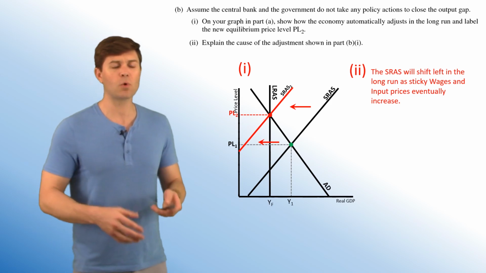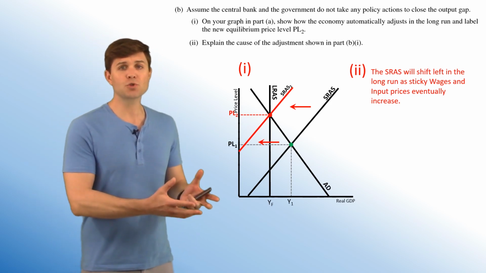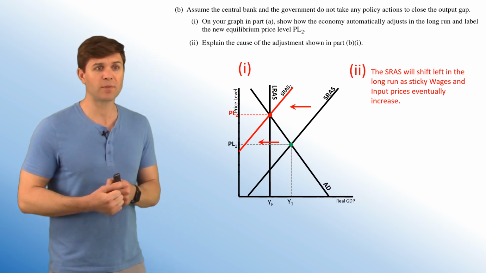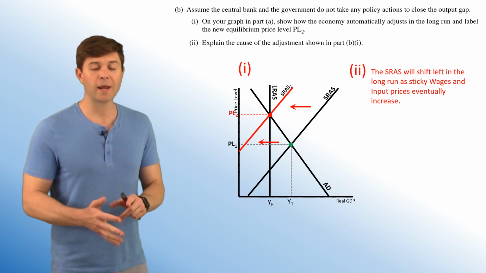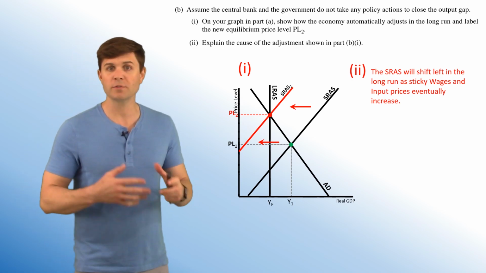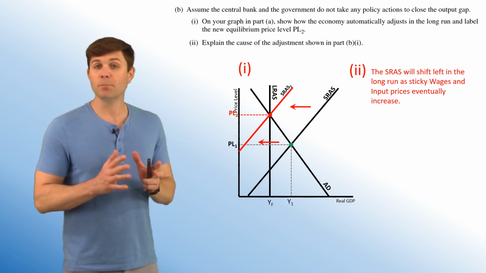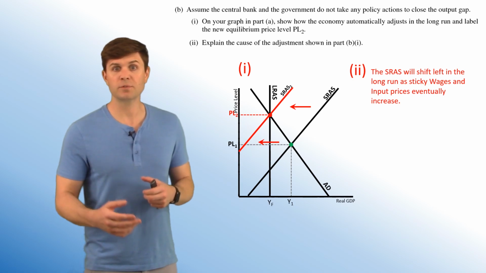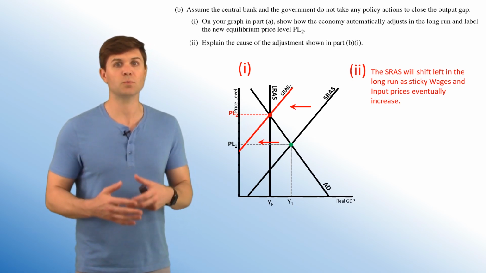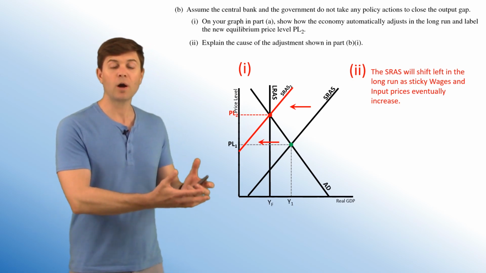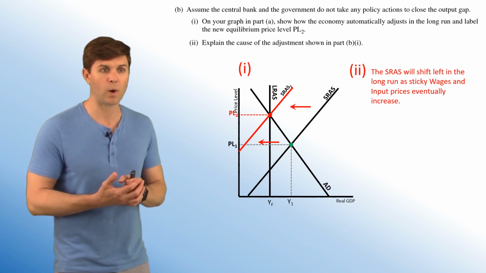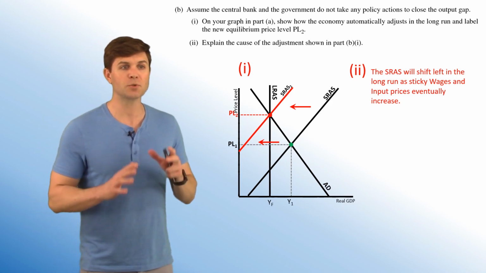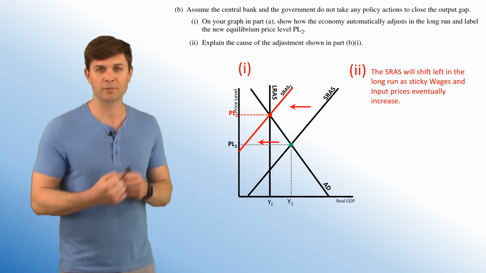Now, explain the cause of the adjustment shown in part B. And this is where it gets a little more wordy, but the short-run aggregate supply curve is going to shift to the left in the long run as sticky wages, or nominal wages, however you want to word that, and input prices eventually increase. Another possible right answer is to say that inflationary expectations will eventually increase, and that will cause the aggregate supply curve to shift to the left as well. Any of those answers would work, but you have to identify the reason why that aggregate supply curve shifts to the left eventually.